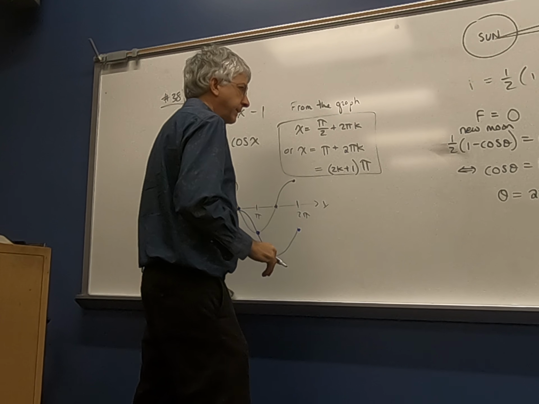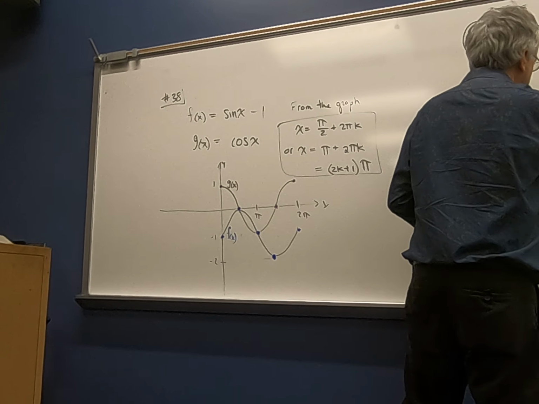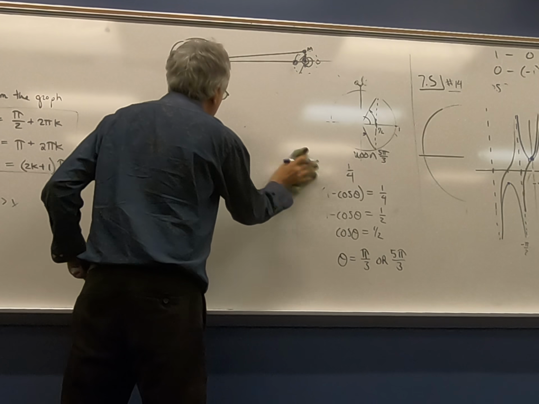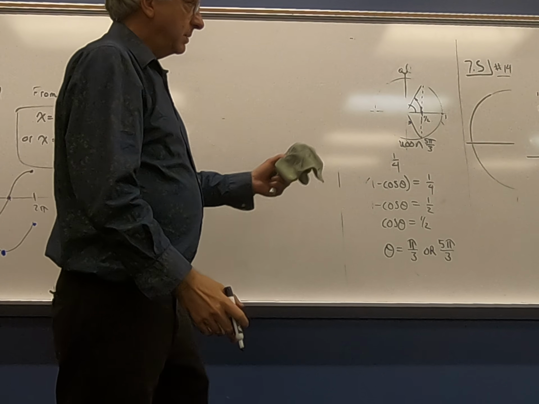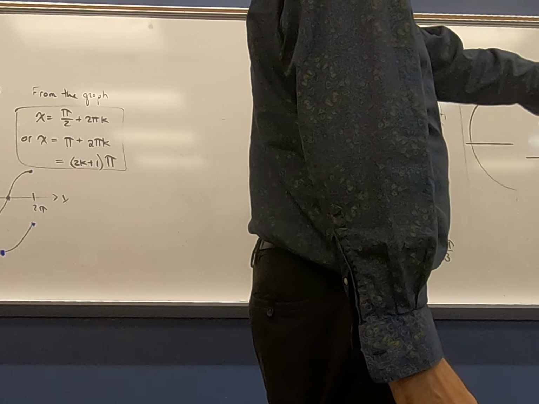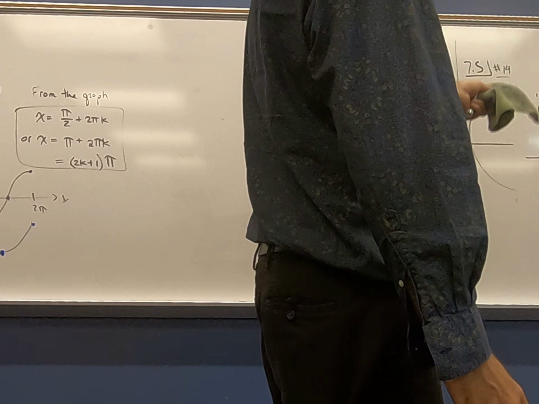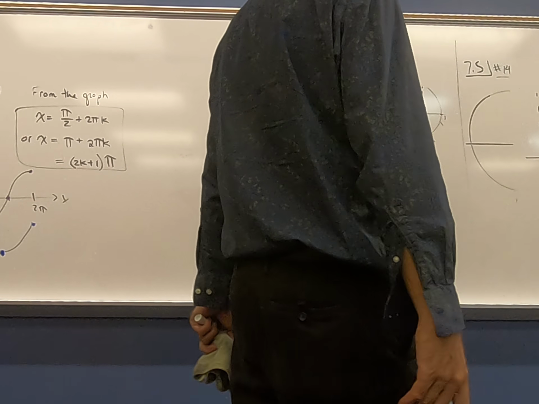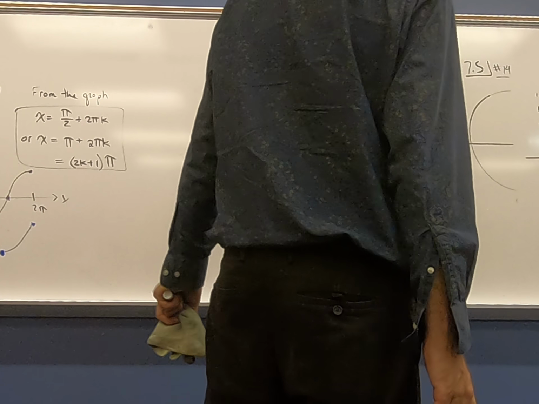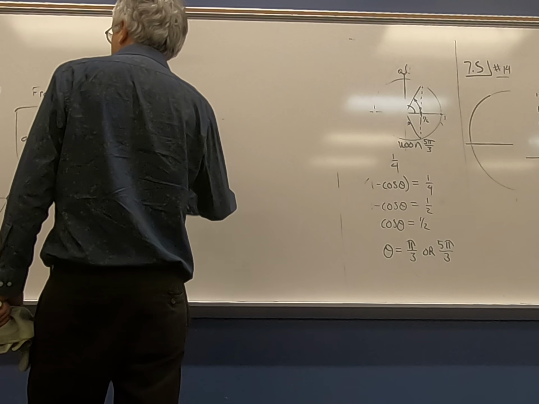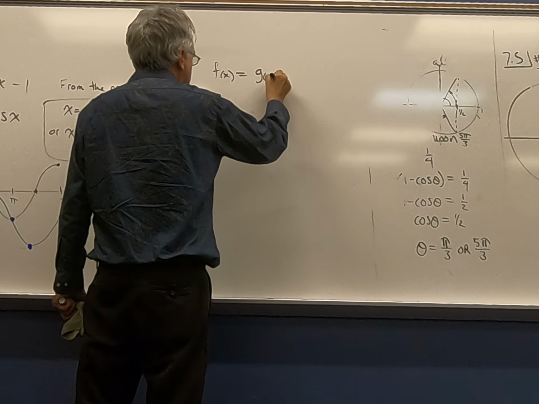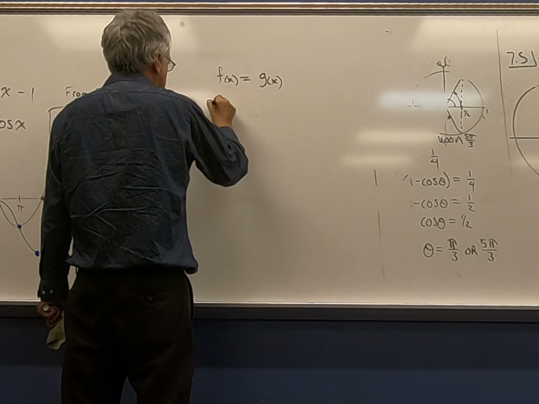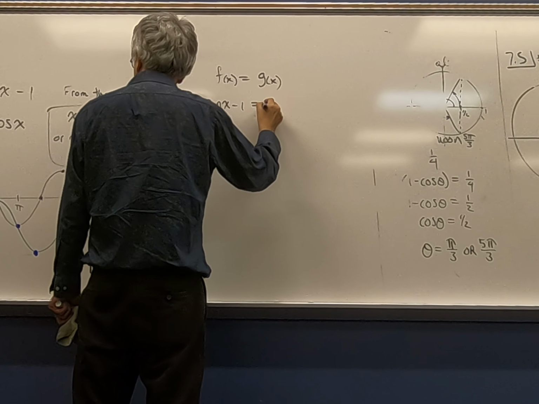What if we try to solve it algebraically? Would we get the same thing? So we see that we have the unit circle approach. We have laying out the angle on a horizontal axis approach and graphing things. And then we have, well, it says that sine x minus 1 equals cosine x.